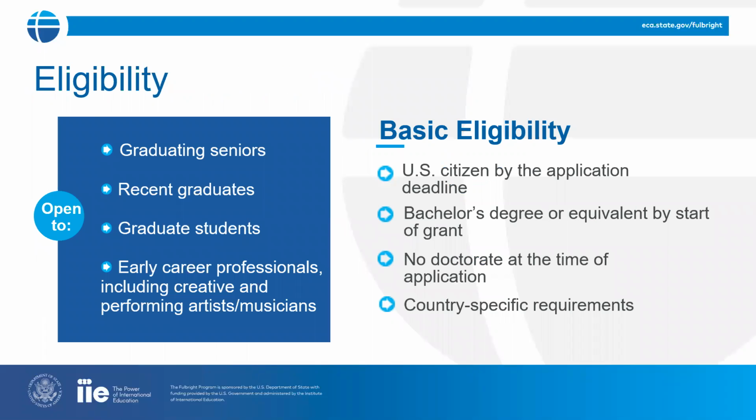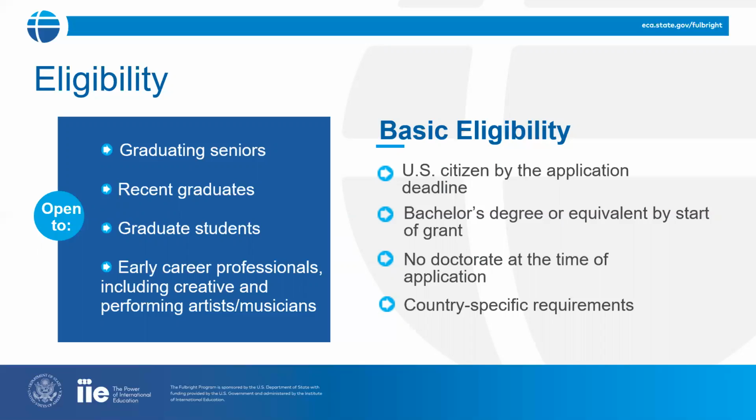In terms of general eligibility, we're targeting working with graduating seniors. We also work with recent alumni fairly frequently, and we are more than happy and encourage graduate students at USC to apply. To be eligible to apply for a Fulbright, you have to be a US citizen, given the nature of the program and where the funding comes from, by the application deadline. You also have to have your bachelor's degree by the start of the grant. So this is why graduating seniors are the earliest point in which you can apply for these. You also cannot have your doctorate at the time of application. So that's for grad students to keep in mind as well.